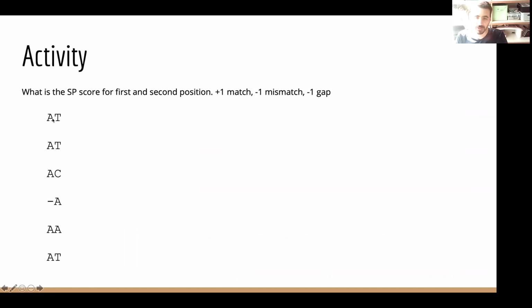Basically, if you are given +1 for a match, -1 for a mismatch, and -1 for a gap, all you need to do is compare pairwise sequences for the first position and second position and come up with the overall sum of pairs score, and you can easily do that.